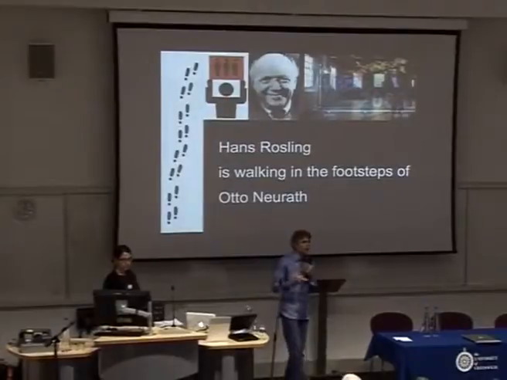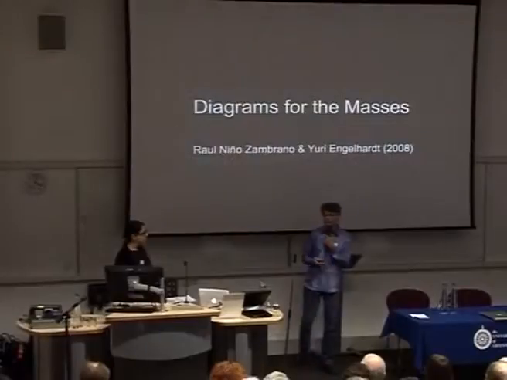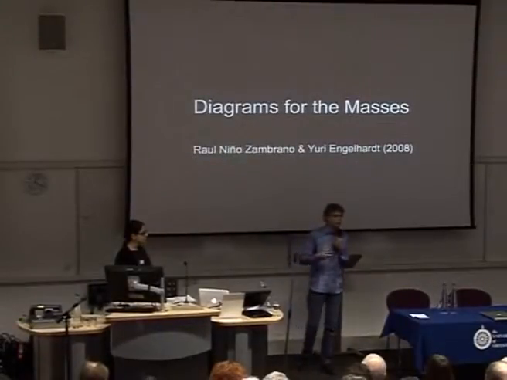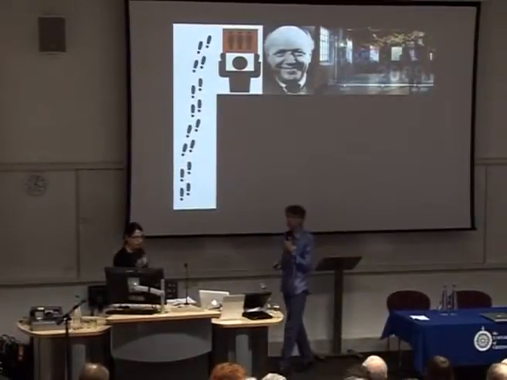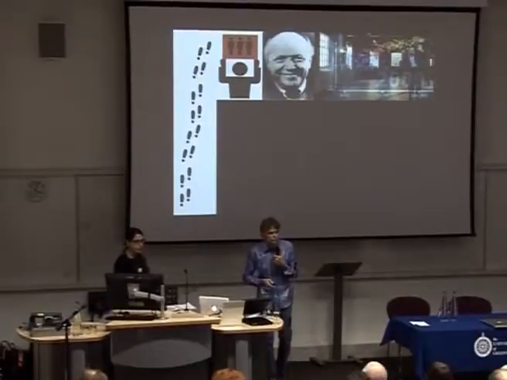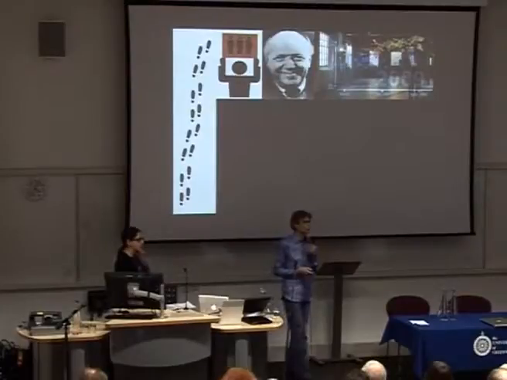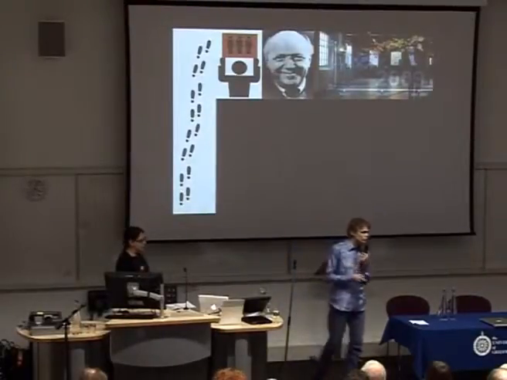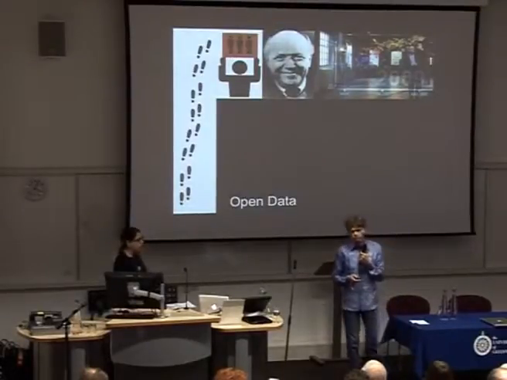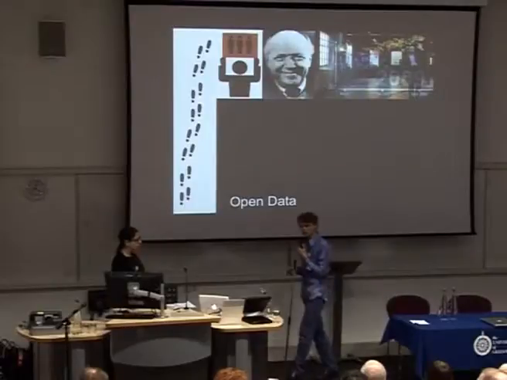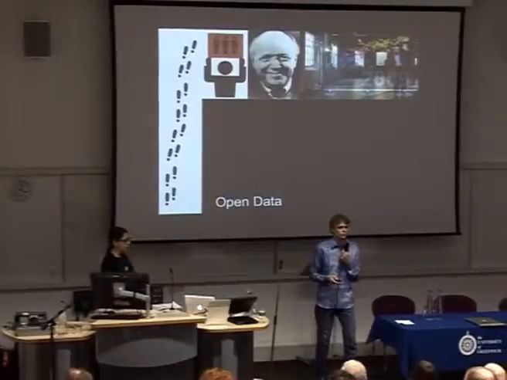Concerning Rosling and Neurath, we started comparing the two a few years ago in a paper titled Diagrams for the Masses, and we'll build upon that today. One way in which Rosling is walking in Neurath's footsteps is the belief in information access for everyone, what we would call open data today. That was part of Isotype's agenda, the belief that everyone should have access to knowledge.